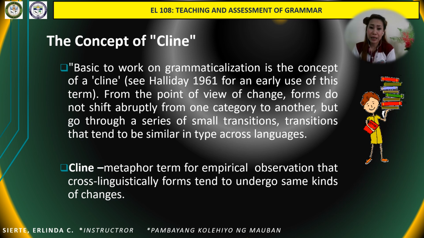So therefore, cline is a metaphor or symbol for empirical observation, meaning to say, a symbol for first-hand experience, that cross-linguistically forms tend to undergo the same kinds of changes.